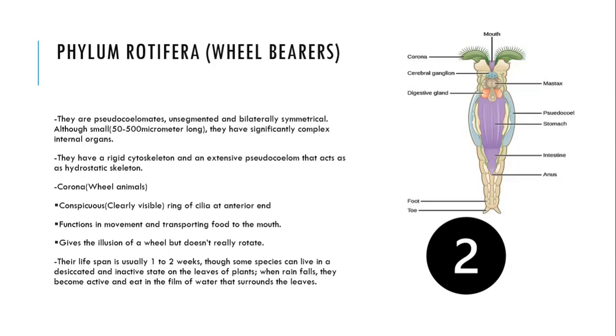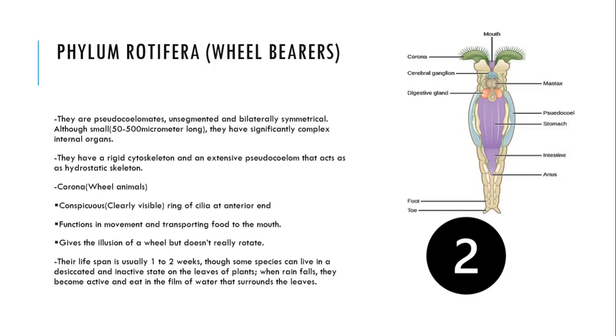They are also known as wheel animals, as you said, because of the corona structure that they have. The corona structure is actually a clearly visible ring of cilia at the anterior end of the animal. Okay, so these cilia are going to move in a way that allows the transport of food and materials into the mouth of the animal. When we look at them, we can think that they are moving in a rotation, but it's actually not rotation. It's actually moving in a way that allows us to see it like that. And because of that, they are known as wheel animals.